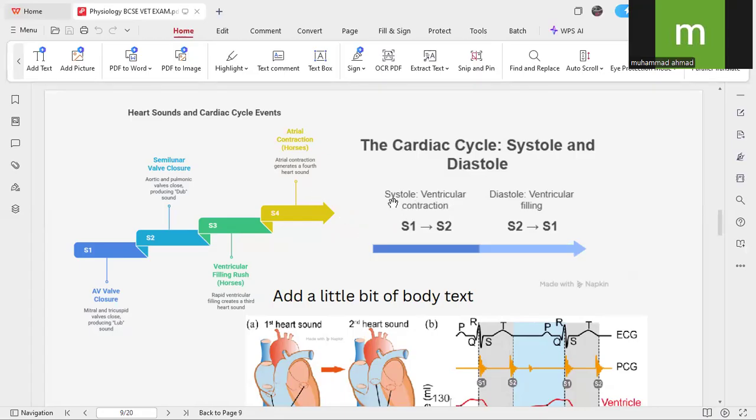Ventricular contraction, systole, is the phenomenon between S1 and S2, when the AV valves are closing and the aortic and pulmonic valves are opening. Diastole is ventricular filling. It is the phenomenon from S2 to S1. It is the reverse phenomenon.